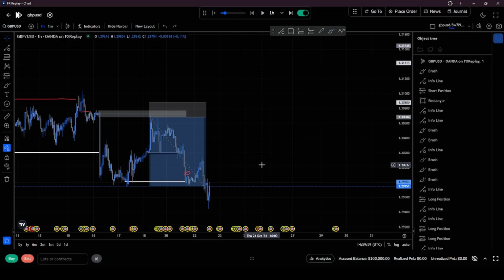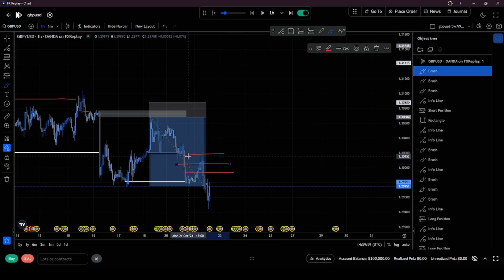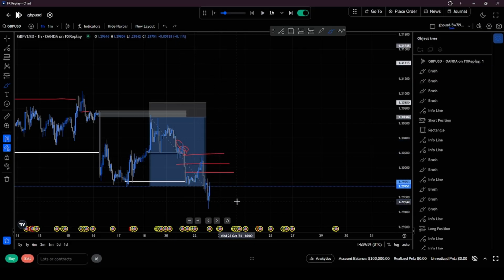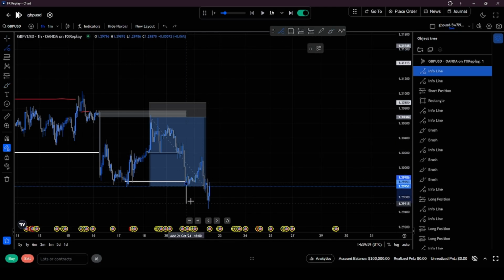All right. So as you can see, we had this major inducement here because this happened after the break of structure. Price mitigated this fair value gap without mitigating this supply zone, and then this out. All right. So we have then another break of structure here.